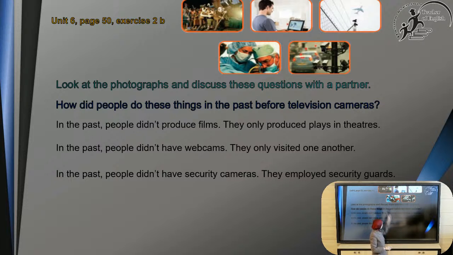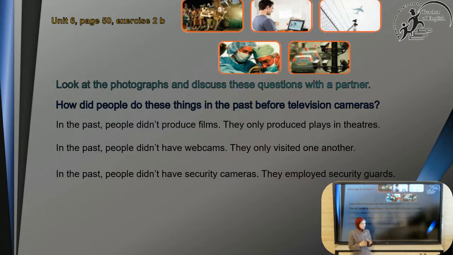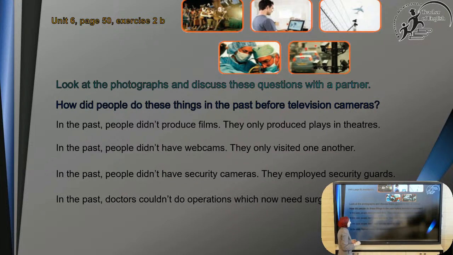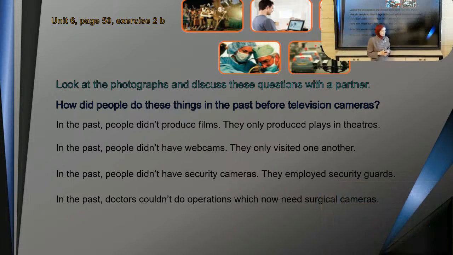Now look at this, the surgical camera. In the past, doctors couldn't do operations that now need a surgical camera. The last one, the surveillance camera. People in the past didn't have speed cameras. They employed policemen.